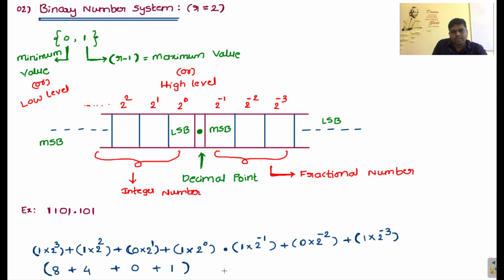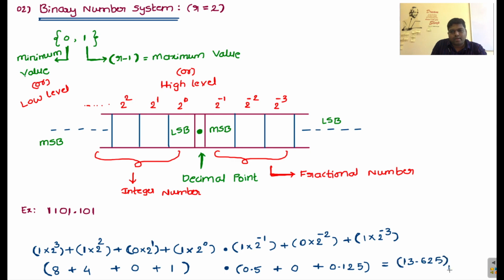Next you take your decimal point as it is, and then calculate the fractional portion. 1 into 2 power minus 1, that means 1 into 1 by 2, so you will get 1 by 2, that is 0.5. So 0.5 plus 0 into something, obviously you will get 0, plus the third one, 1 into 2 power minus 3. That means 1 by 8, which is 0.125. This is your fractional portion. Now you can add all these things. What will you get?